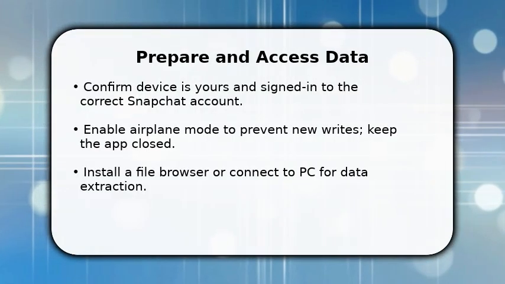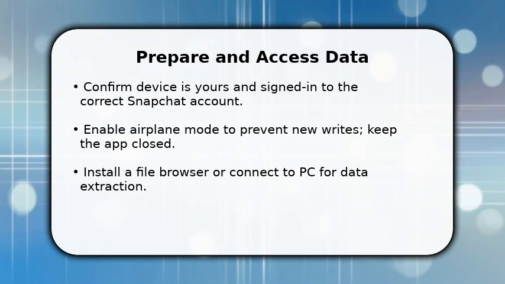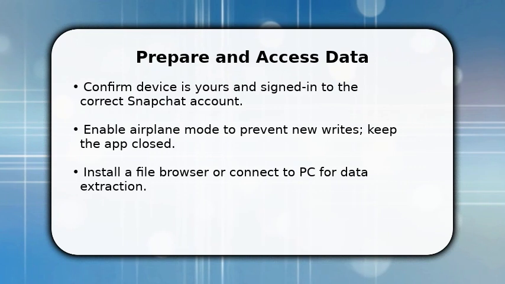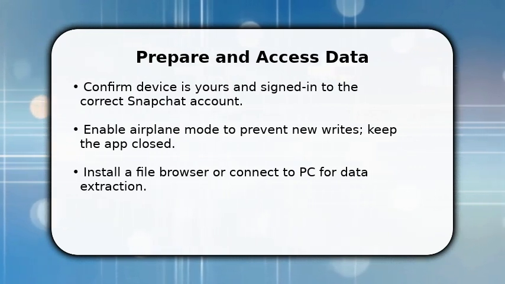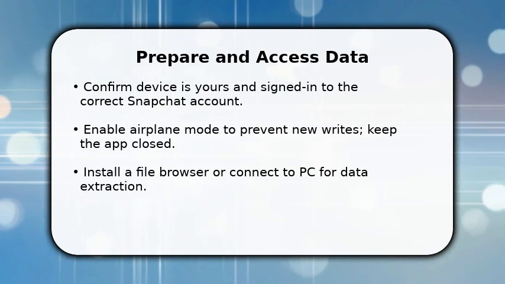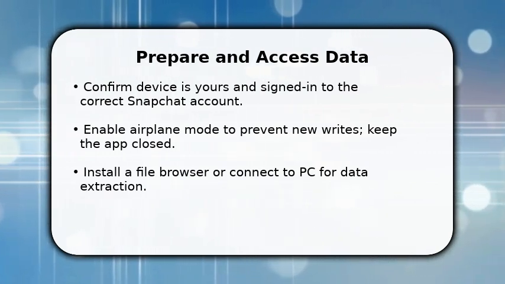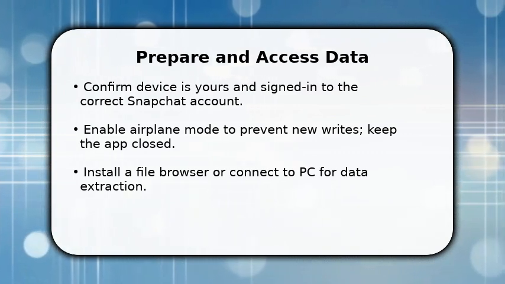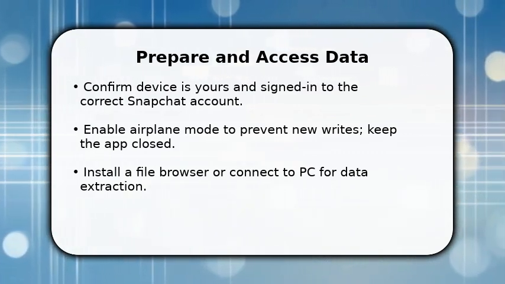You start by verifying you are signed into the Snapchat account that owned the snaps. This matters for any server requests. Once confirmed, enable airplane mode and force close Snapchat so nothing overwrites local cache. Now connect your phone to a computer or open a file browser app and locate app storage. This is where temporary media often resides.